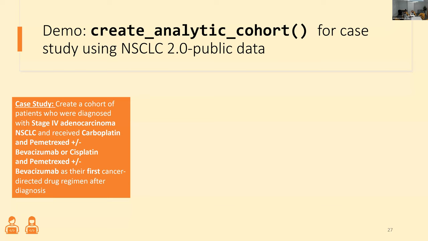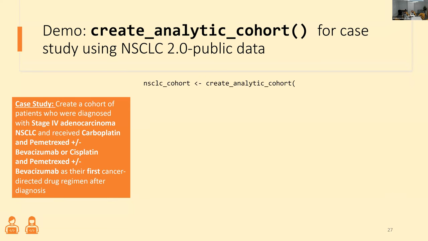So now we're on a demo slide, and just a reminder that our case study is based on building a cohort of patients that were diagnosed with stage 4 adenocarcinoma, non-small cell lung cancer, and they received carboplatin and pemetrexed with or without bevacizumab, or cisplatin and pemetrexed with or without bevacizumab as their first cancer-directed drug regimen after diagnosis.